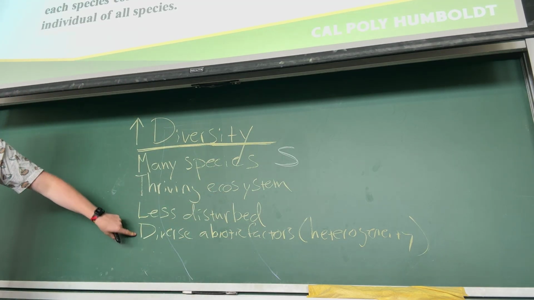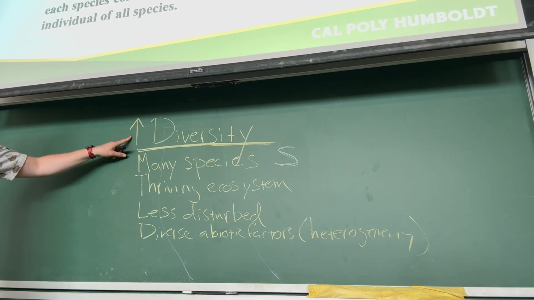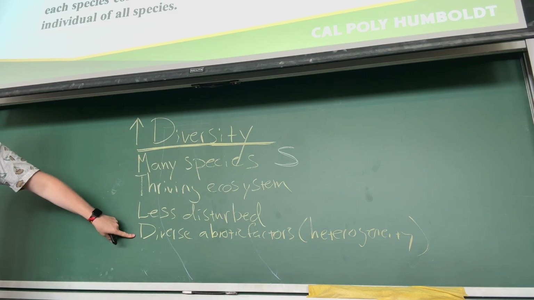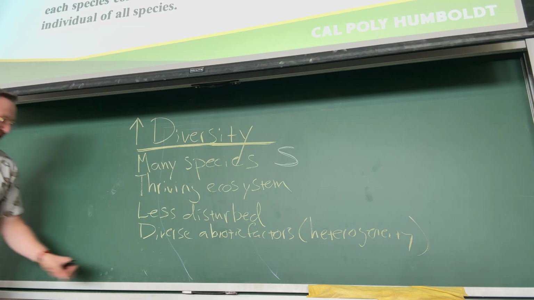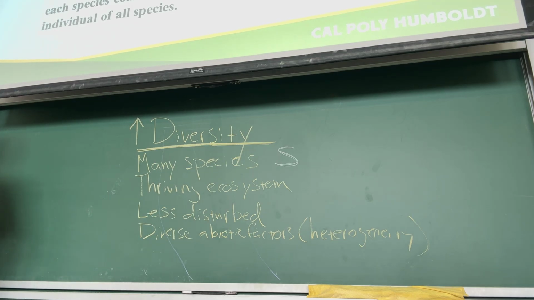Diverse abiotic factors, absolutely, right? If there's high diversity in the soil conditions, for example, that allows a lot of different species to coexist in the environment, in the community. So an environment that has a lot of heterogeneity or isn't totally consistent across everything is likely to harbor high diversity, okay? Now, we've got one measurement here of diversity, though.